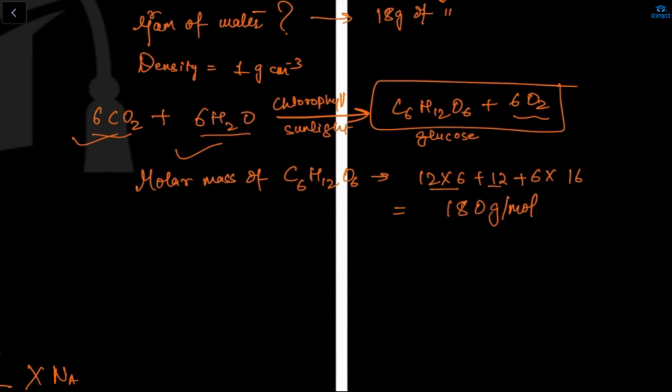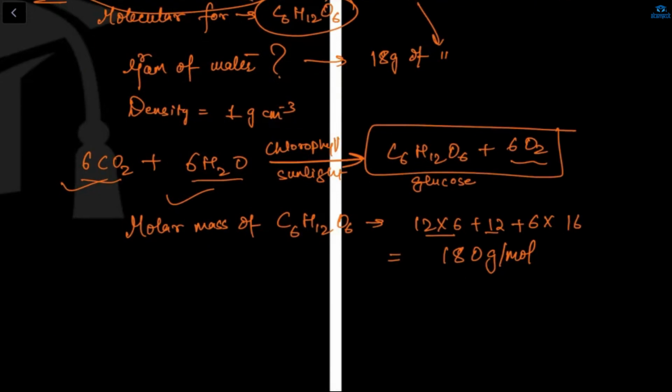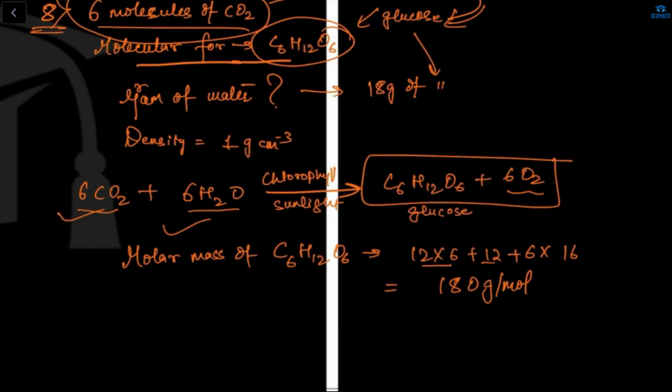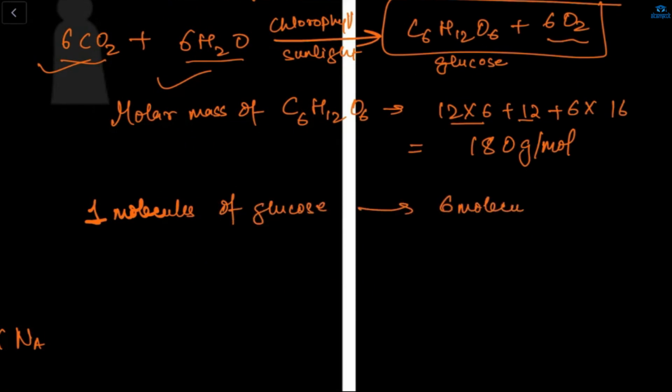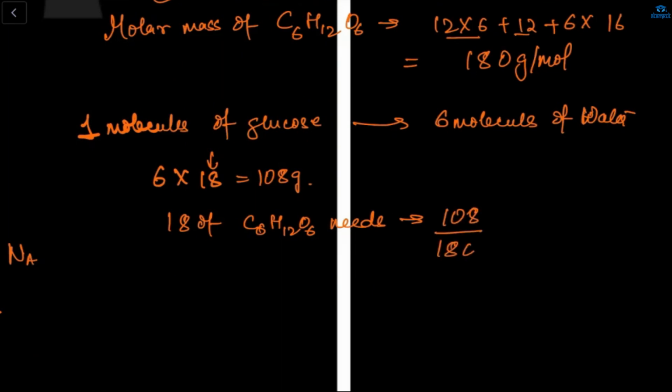Okay, till this much understood or any doubt? Arham, next. From the above reaction we see that one molecule of glucose is formed from 6 molecules of water, of H2O. Okay, water I'm writing. So, 6 into the molecular mass of H2O, which is 18. Right? The molecular mass of water is 18. So it will be 108 gram. So 18 gram of glucose, C6H12O6, needs how much water? 108 upon 180 into 18 grams of water.